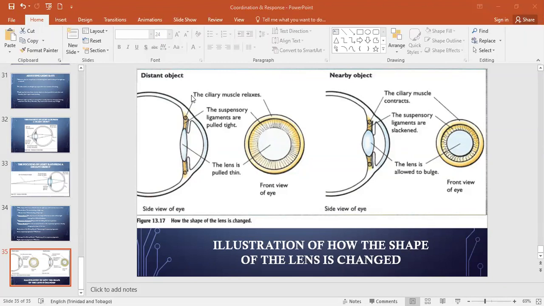Right, so distant, nearby. When your ciliary muscle contracts, the opposite happens. The suspensory ligaments are slackened to allow the lens now to become bigger, which would mean more bending of the light could actually take place. All right. So, do you all understand that?